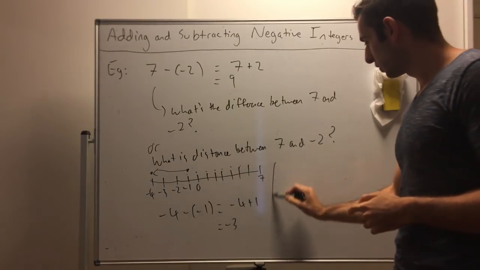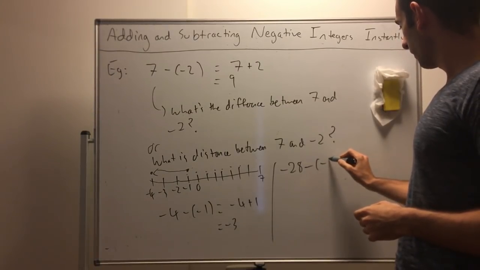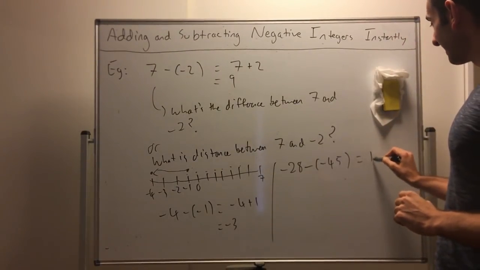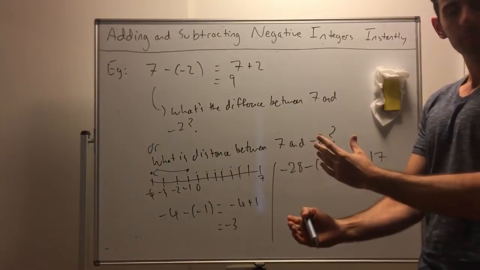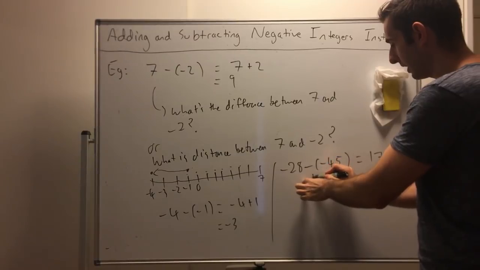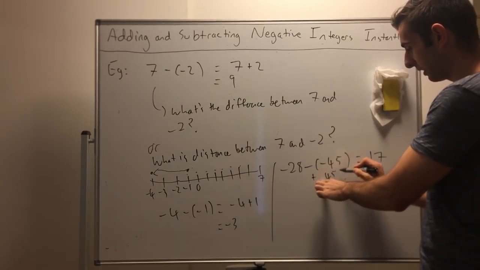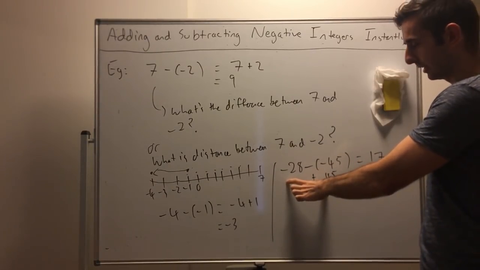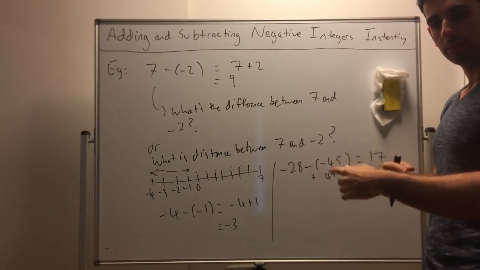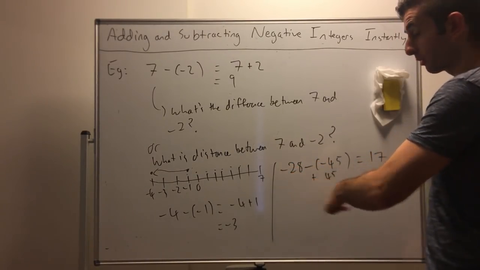If I gave you one more harder example, a bit bigger, minus 28 minus negative 45, what's the answer in 1 second? 17. How did I get that so quick? Well, first off, two minuses is a plus. So in my head, it's negative 28 plus 45 now. We talked about in the first part how to do this. We think, how do we go from 28 to 45? Well, that's 17, and 45 is bigger than negative 28, so it's got to be positive.